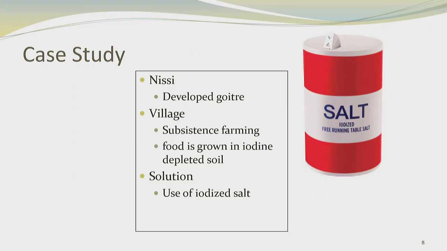So when you look at the textbook, it describes the case study of Nisi, who develops goiter because she lives in a village where they rely mostly on subsistence farming. Because subsistence farming is the norm, essentially she's eating what is grown locally. So chances are they're eating what they grow or what someone in their community grows. And because this food is being grown in soil that is iodine depleted, the food also is depleted in iodine. And so the solution, when you read the case study a bit more, for her village was to add iodized salt to their food.